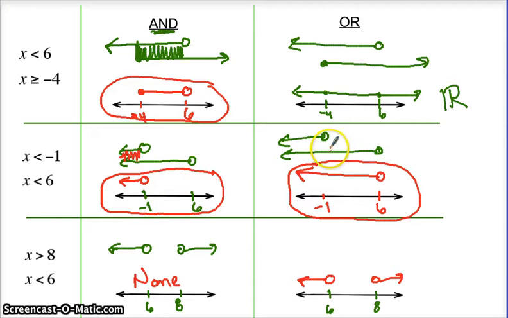Whereas when we change that to being or, now what's on both lines or just one line?